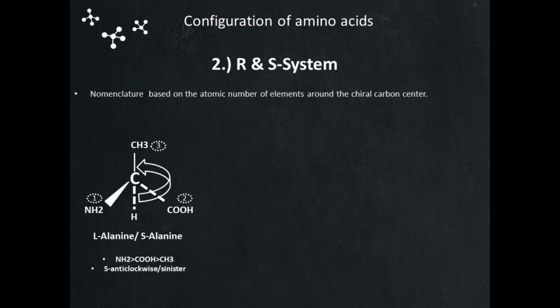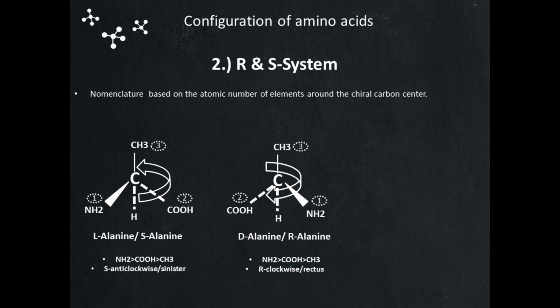Therefore, if we draw an arrow to see the rotation, here we see that the arrow goes from amino to carboxyl and then to the methyl group, which is anti-clockwise, and that is why L-alanine is the S form or sinister form. Similarly, D-alanine will be the R form or rectus because here the order gets reversed. Therefore, the arrow which we mark to represent the atomic numbers will be in the clockwise direction.